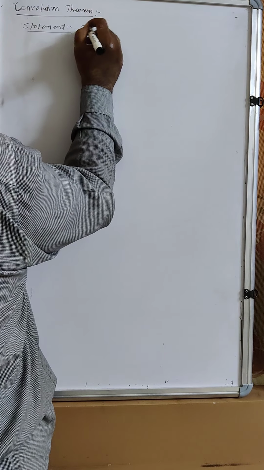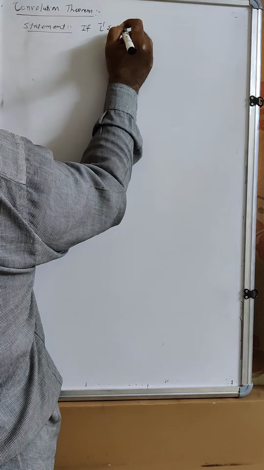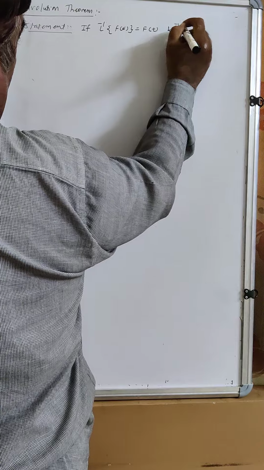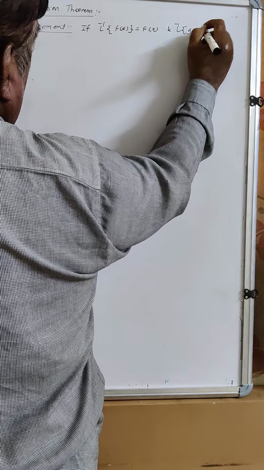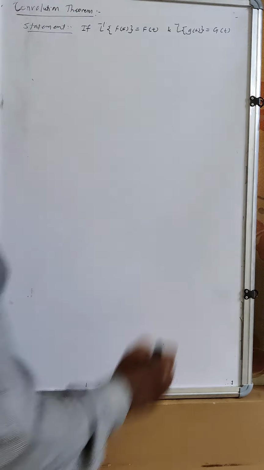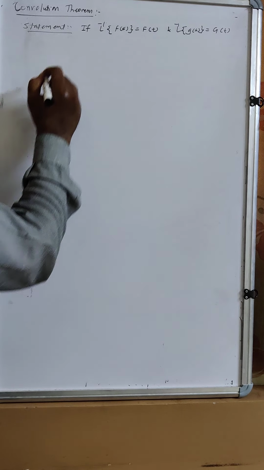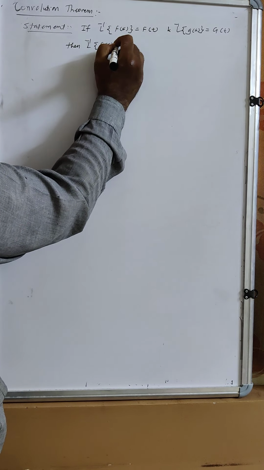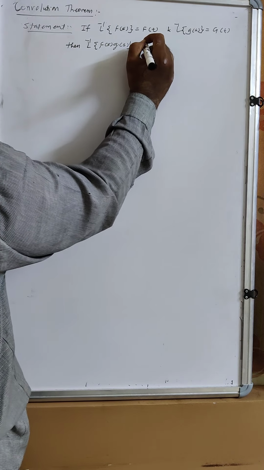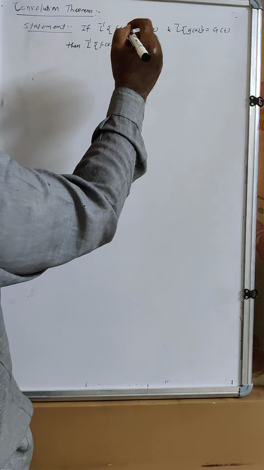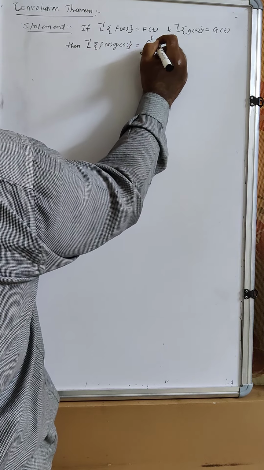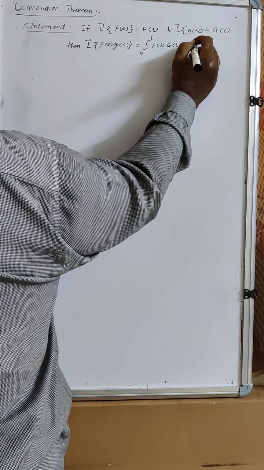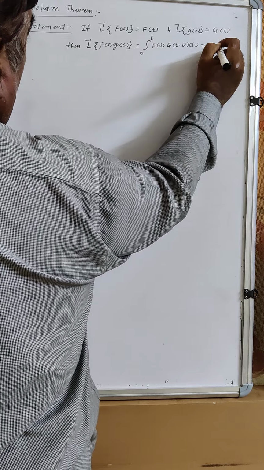If Laplace inverse of F(s) is equal to f(t) and Laplace inverse of G(s) is equal to g(t), then Laplace inverse of F(s) into G(s) is equal to integral from 0 to t of f(u) g(t minus u) du, which is equal to f star g.